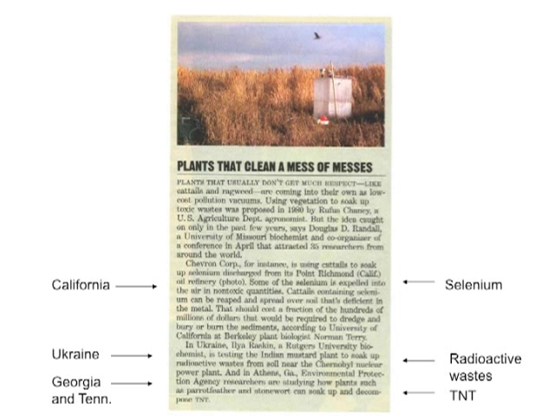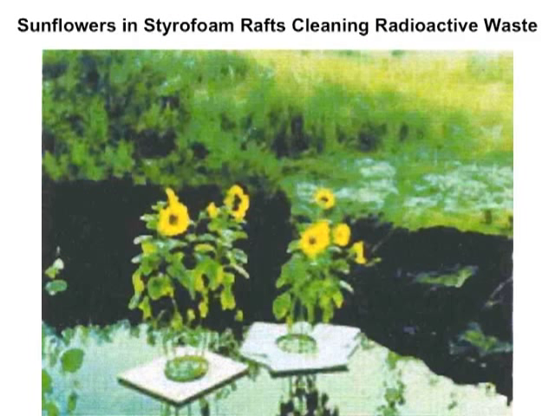In Georgia and Tennessee, there are plants that are cleaning TNT and decomposing that. And in the Ukraine, when the Chernobyl nuclear power plant blew, it polluted with radioactive waste all of the ponds in that area. So what they've done is they've come in and they've taken styrofoam rafts and planted sunflowers in them, and they float on the ponds with the roots sticking down, and it's actually cleaning the radioactive waste out of those ponds.